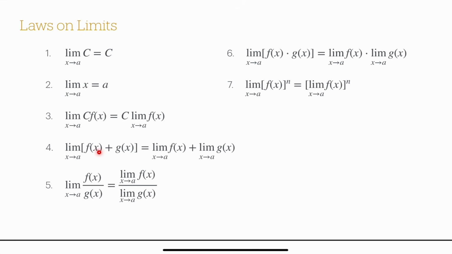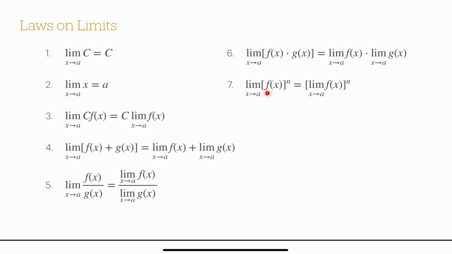The limit of f of x plus g of x as x approaches a is simply equal to the sum of the limits of each function. The limit of f of x over g of x as x approaches a is equal to the quotient of the limit of f of x as x approaches a over the limit of g of x as x approaches a. Also, the limit of the product of f of x and g of x as x approaches a is equal to the product of the limits of each function, so the limit of f of x as x approaches a times the limit of g of x as x approaches a.